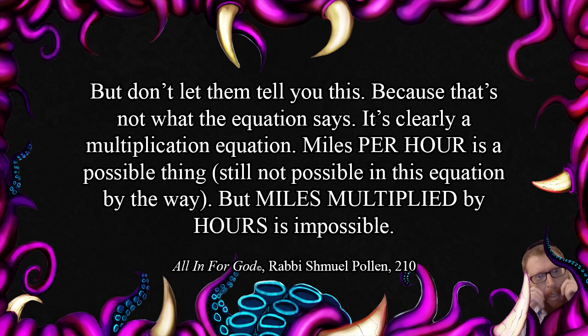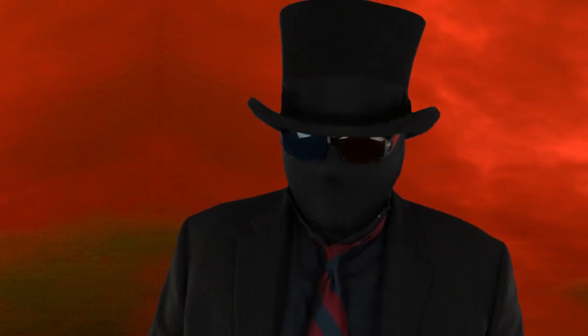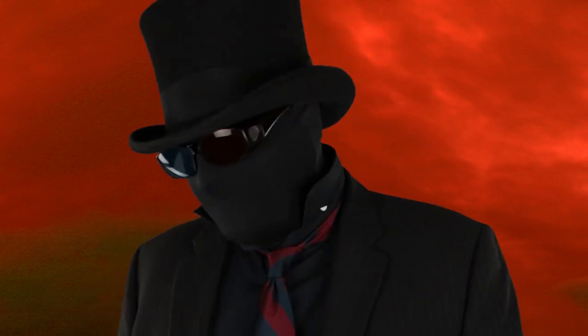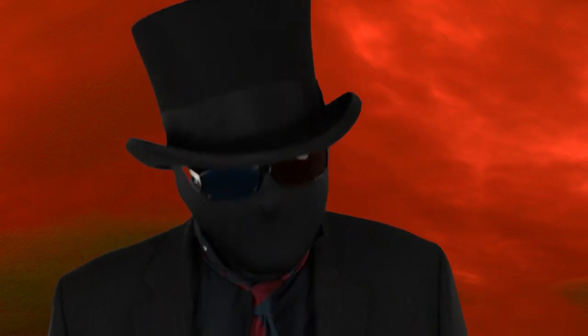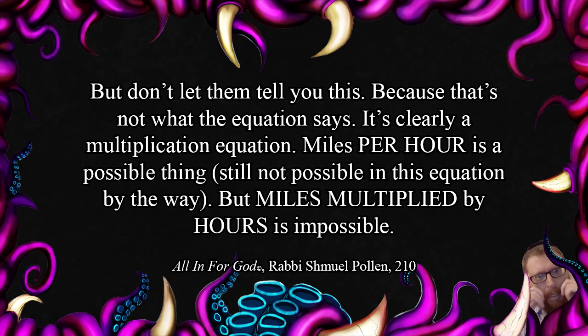Miles per hour is a possible thing. A multiplication equation is just an equation. It's not this or that operation type of equation. Energy per mass equals c squared means the exact same thing, and that's a per equation, otherwise known as division, which you think is bullshit, and yet you accept miles per hour somehow. Miles per hour is a possible thing. Still not possible in this equation, by the way.